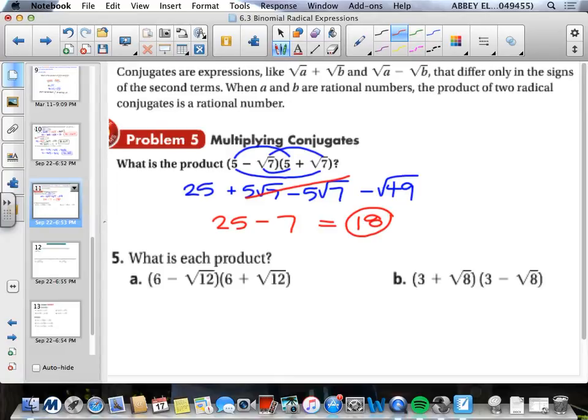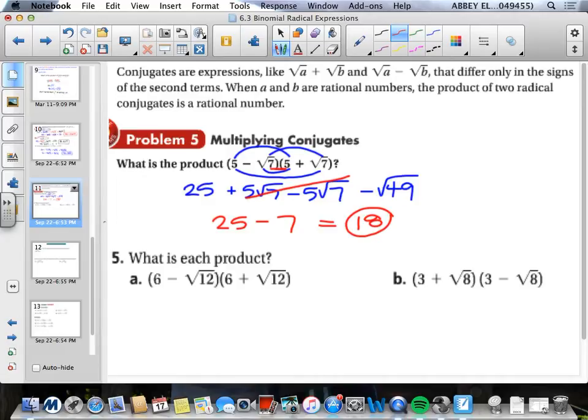And as some of you might be able to see, as a shortcut, instead of having to FOIL every single time, you can just square the first term and then square the last term. So you'll notice that that radical goes away and then you just subtract the two. So that's something worth mentioning there if you can note that as well.